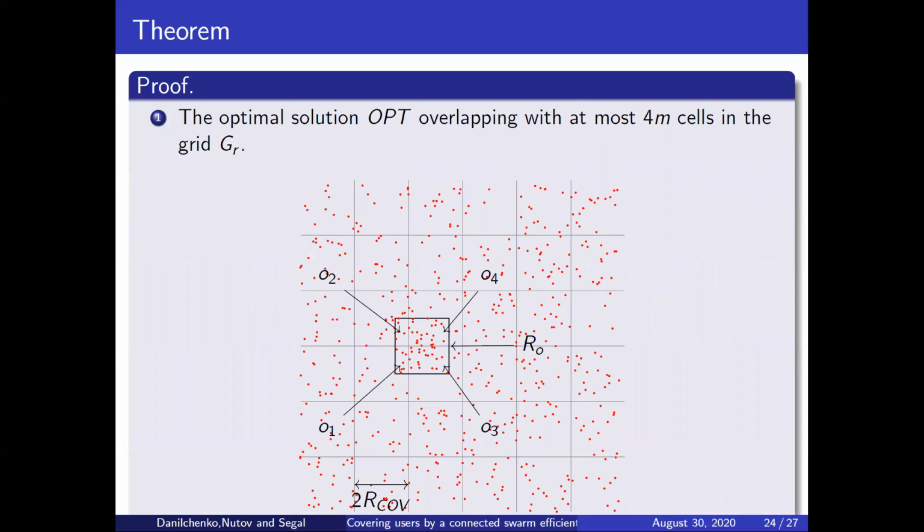Now I will explain the framework used by us to prove this theorem, and after that to cope with our problem: how to deploy M drones such that the weight of points covered by them is maximal and the drones are connected. In previous slides, I explained that the optimal solution overlaps with at most 4M cells in the grid. For ease of explanation, we assume that Rcom equals R2 equals Rcov. This requirement can be easily relaxed and does not influence our suggested algorithms.